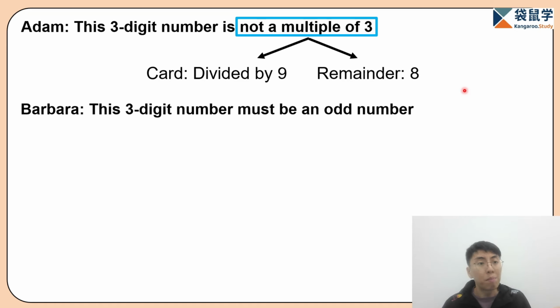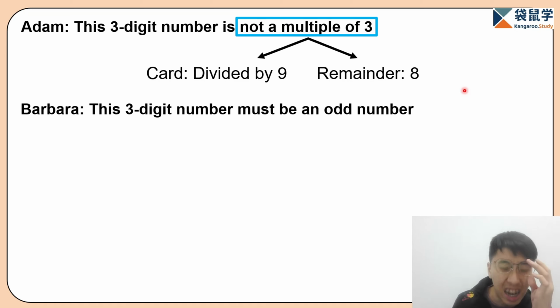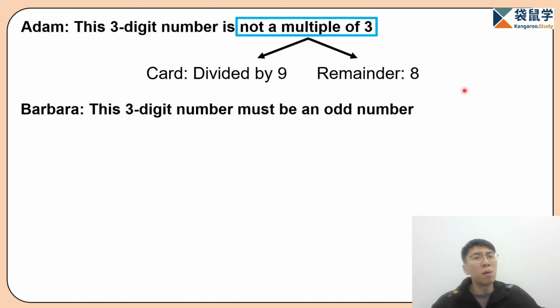Now we move on to Barbara. Barbara says that this 3-digit number must be an odd number. What does this sentence tell us? Out of the two, 7 and 8, let's think. How can we confirm whether a number must be an odd number? Let's think of these cases. When an odd number is divided by another odd number, what are the possibilities of its remainder? If you think about it, it could be either an odd number or an even number.